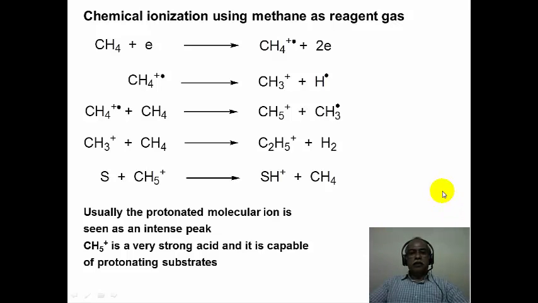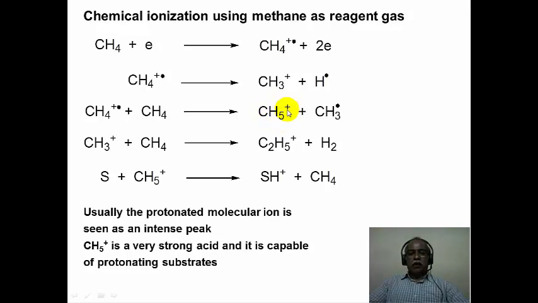When methane is used as a reagent gas, the following chemical reactions take place in the ionization chamber. Essentially, the concentration of methane is much higher than the substrate, so the electron beam interacts with the methane, producing the methane cation radical initially by the ionization of the methane molecule by 70 electron volt electron beams. The methane cation radical loses a hydrogen atom to produce a methyl cation, or it reacts with another molecule of methane in a bimolecular gas phase reaction to produce the methonium ion, which is an onium kind of ion.